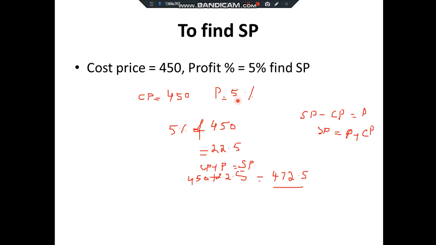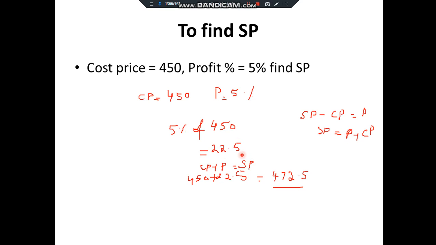So 5% of 450 is nothing but, just imagine, 50% of 450 is how much? 50% means 450 divided by 2, which is 225. So 5% means just move the decimal point. So 22.5. See, you have to calculate very easily like this, okay? Don't sit and do 5 by 100 into 450. Don't do that, okay? 50% is 225. So 5% is 22.5. Just remember that table, okay?